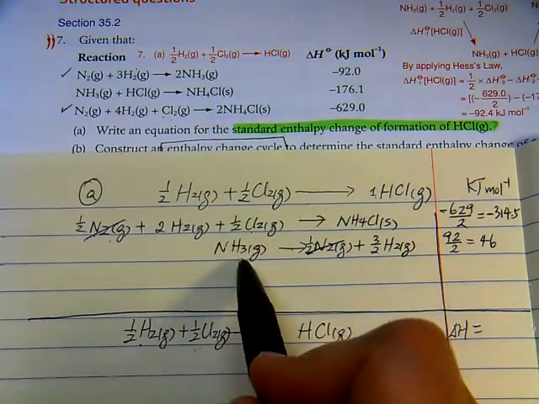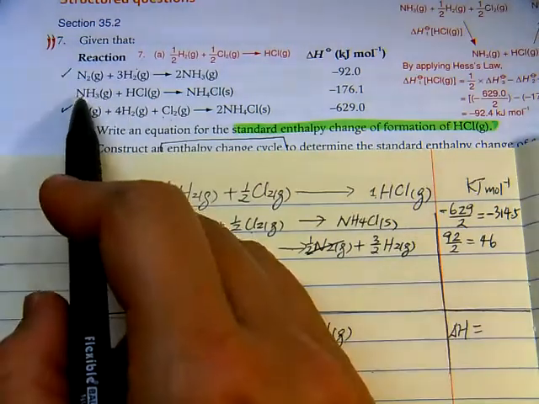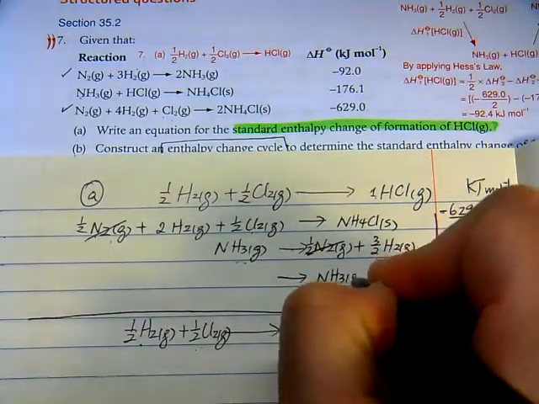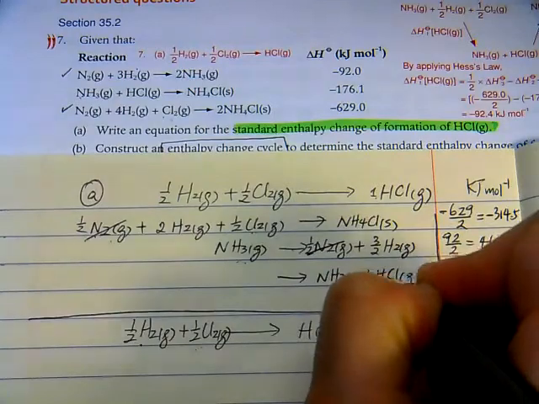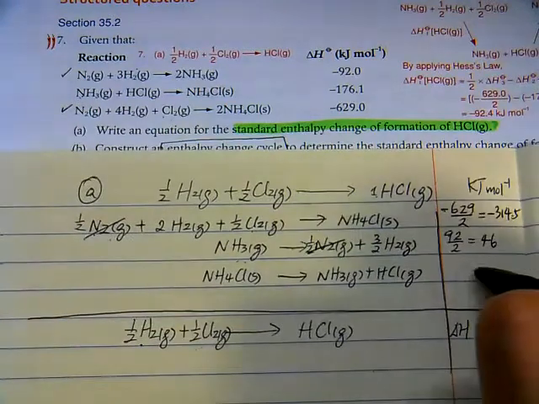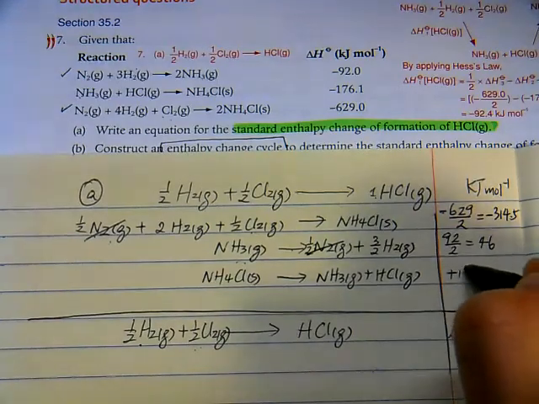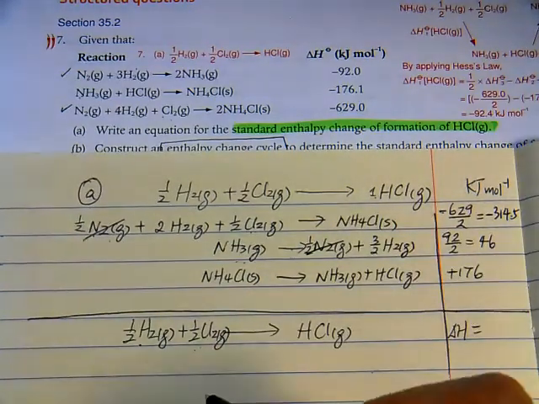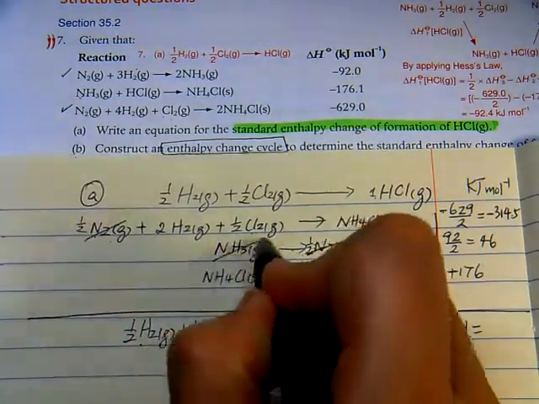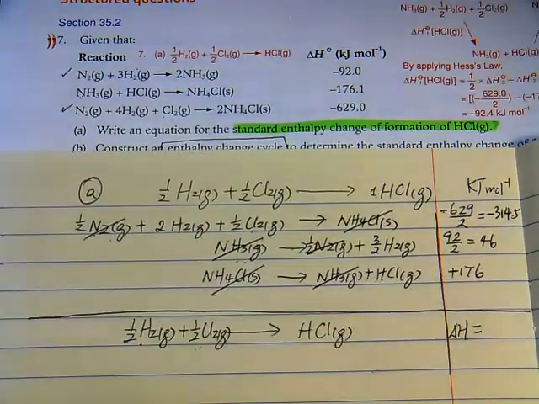Next, we have NH3 on the reactant side. How to cancel it out? We need to refer to the second equation. Simply reverse the second equation. Because I have reversed the second equation, the delta H changed from negative to positive, 176. Lastly, let's check. In combining these 3 equations up, NH3 can be cancelled out. Ammonium chloride can be cancelled out.